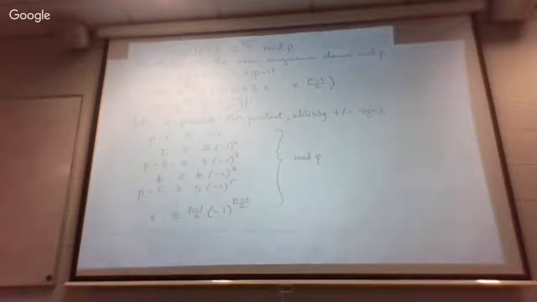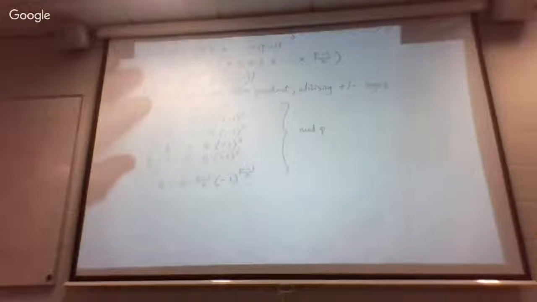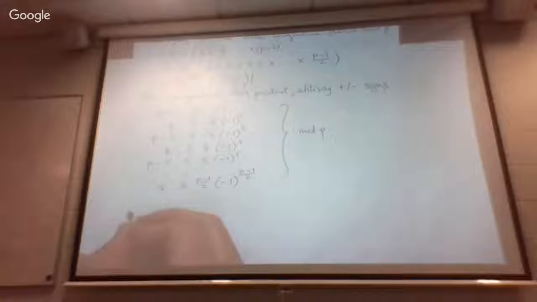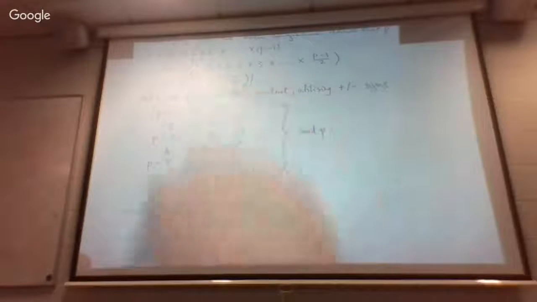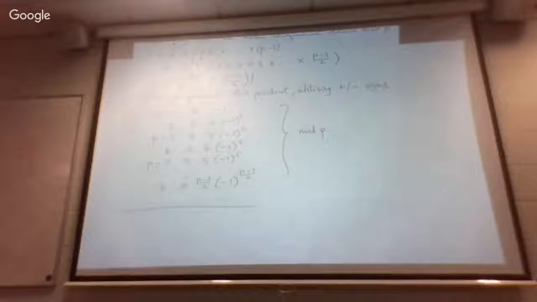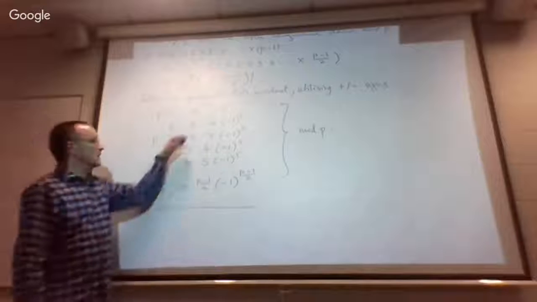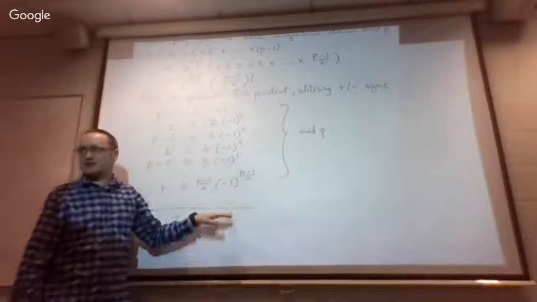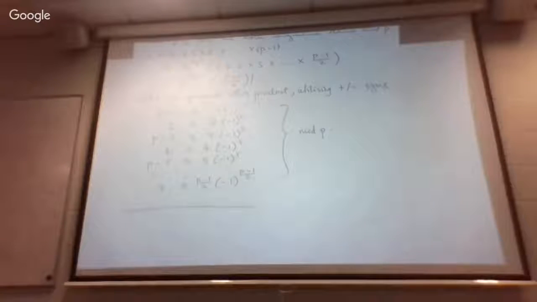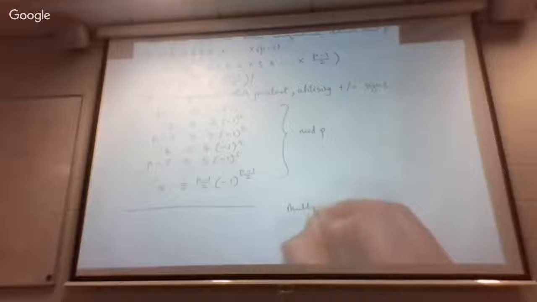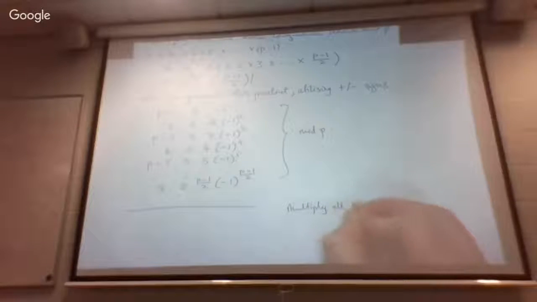I've got this whole bunch of congruences, and I'm going to multiply them all together. So I'm going to multiply all the left-hand sides together, and multiply all the right-hand sides together. Multiply all these together.